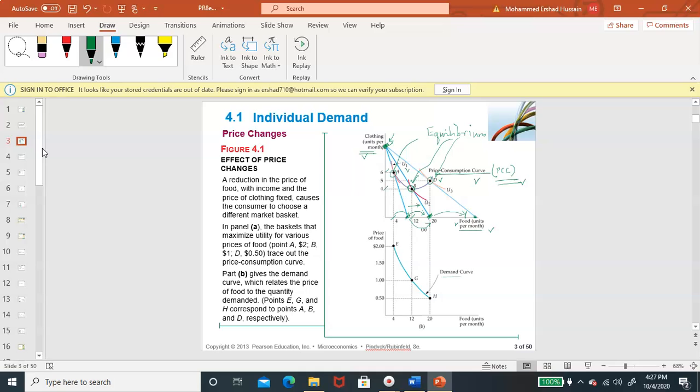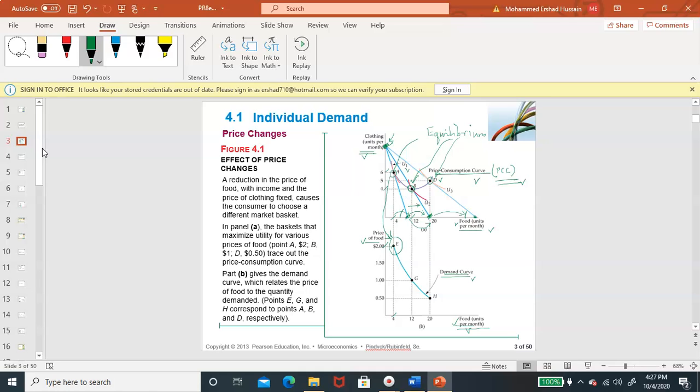And now let us take a look at the demand curve. This is the demand curve for food, right? We have quantity of food demanded on the horizontal axis, price on the vertical axis. Now we see that this demand curve will show us the relationship between the price of food and the quantity demanded of food at that price. So when the price of food is $2, the amount of food they consume is 4. So here E corresponds to that equilibrium A.